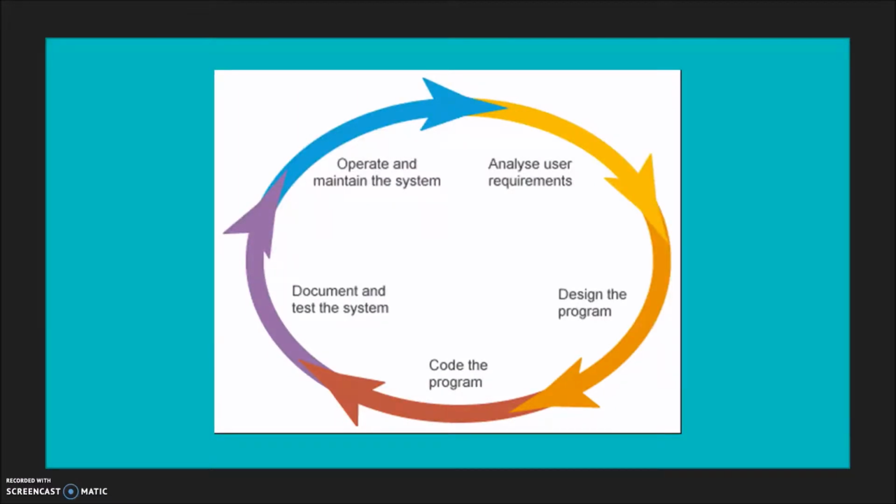Almost every SDLC process is split into different phases. Each phase is performed specifically before the next. The SDLC process starts with an analysis of the user requirements and ends with the operation and maintenance of the system itself. This is a diagram of a standard SDLC.